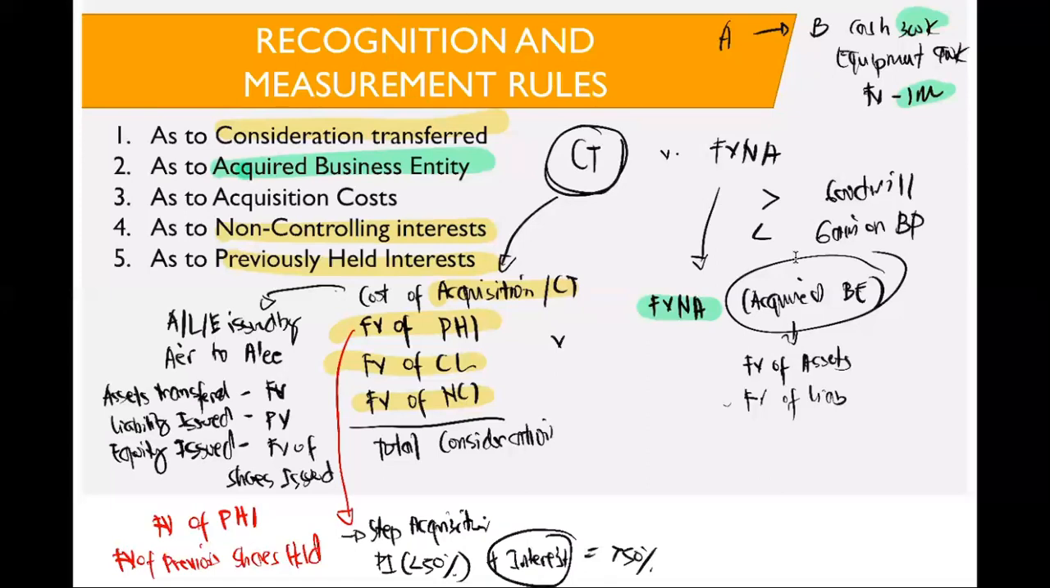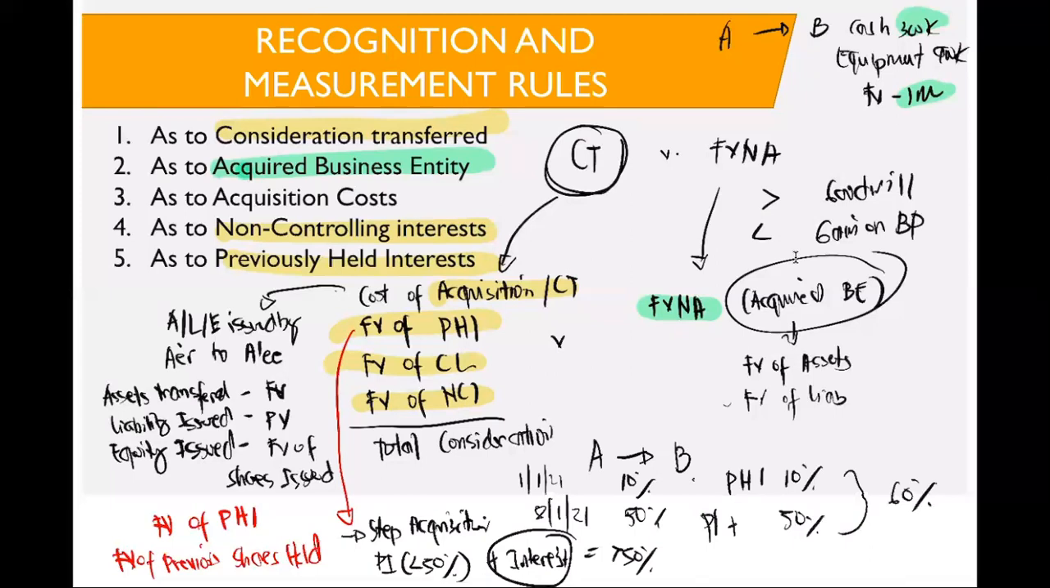So for example, A owns 10% of B. That's on January 1, 2021. Now, on August 1, 2021, A purchased 50% of B. So the previously held interest is 10%. You purchase another interest of 50%. You now have 60%. That is known as step acquisition. The purchase of another interest should be measured based on your issuance, whether you issued asset, liability, or equity.